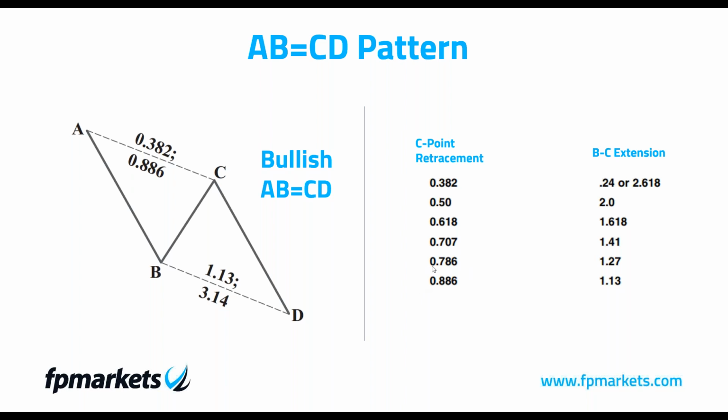And look, as you can see, 78.6. If the C point retracement finishes at 78.6, we then look for a corresponding 1.27 BC extension. And look, if we go for a deep 88.6, and that is the limit to this pattern, we then look for a 1.13 BC projection.